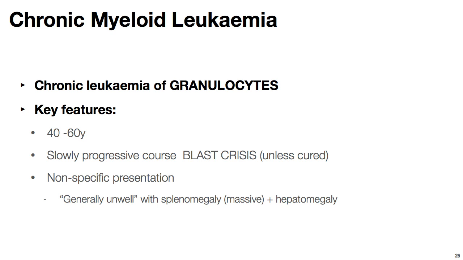So there are three important phases within the natural history. Patients are typically diagnosed in the chronic phase, which lasts from a few months to up to 5 years, and can be controlled very easily with medication. Once this progresses, there is an accelerated phase with an increase in immature cells, up to 30% blast cells. And then finally, a transformation to an acute leukemia called the blast phase, where there are more than 30%, and this is usually refractory to treatment.